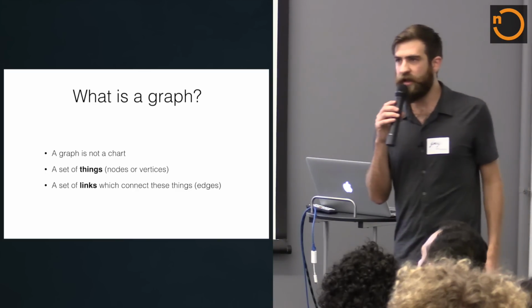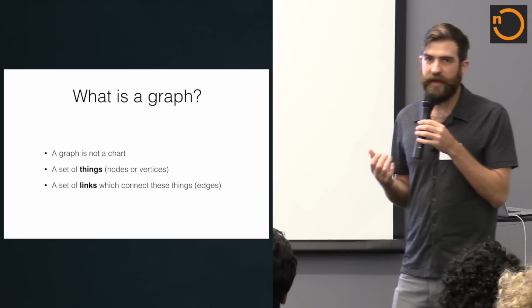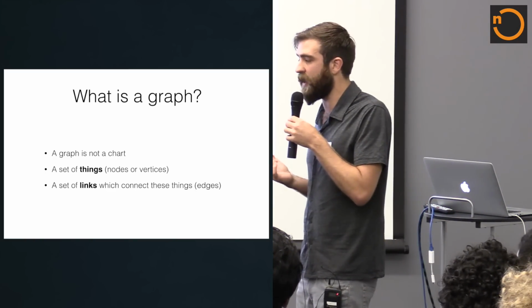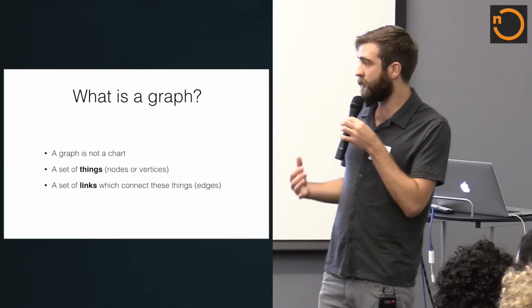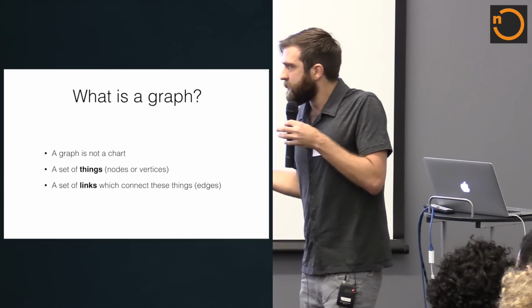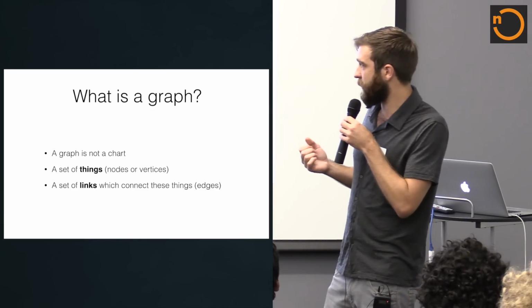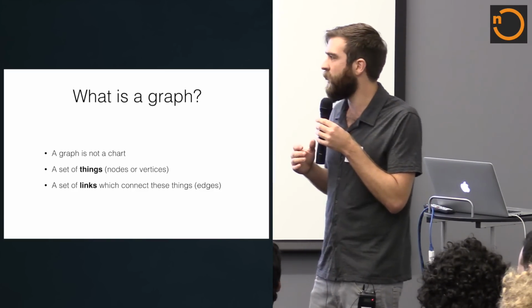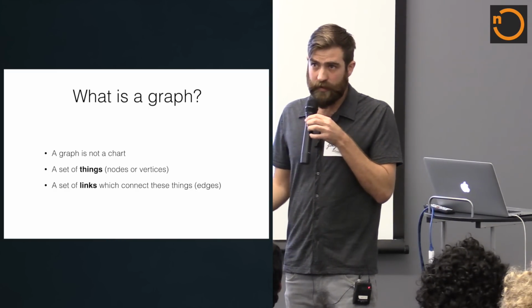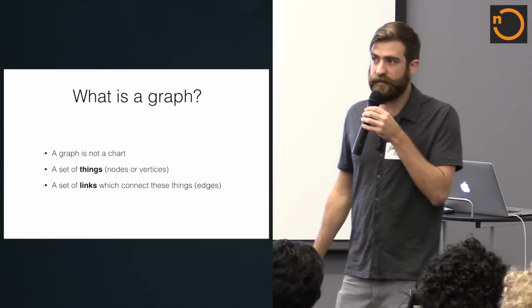So first things first, what is a graph? When I'm talking in this talk about graphs, I don't necessarily mean charts. Charts like scatter plots, bar charts and histograms are not really what I'm talking about. I'm using the more mathematical definition, where a graph is composed of a set of things. Technically, we call these things nodes or vertices when talking about graphs, but they can represent anything in a model. And it also consists of a set of links which connect these things. And we call those edges.